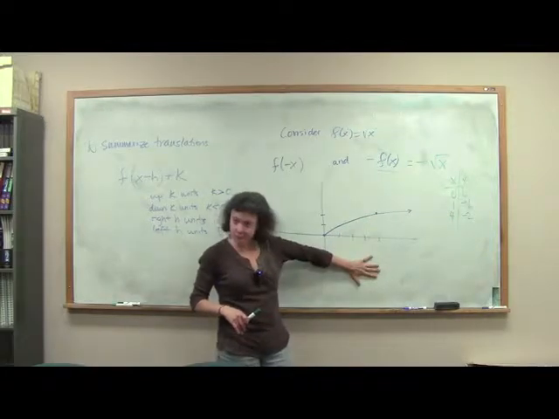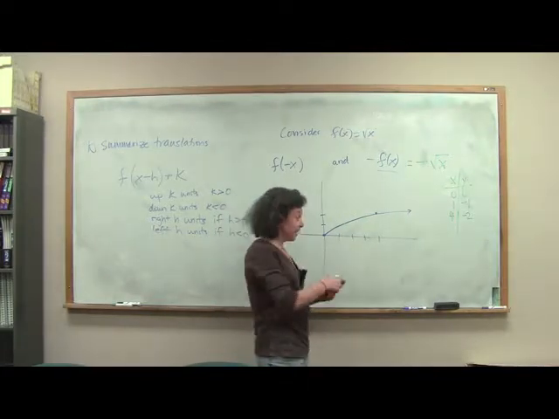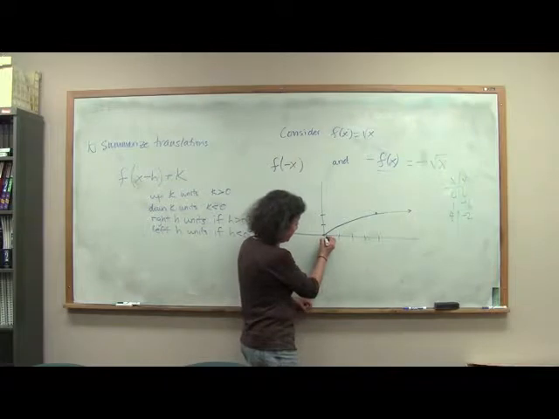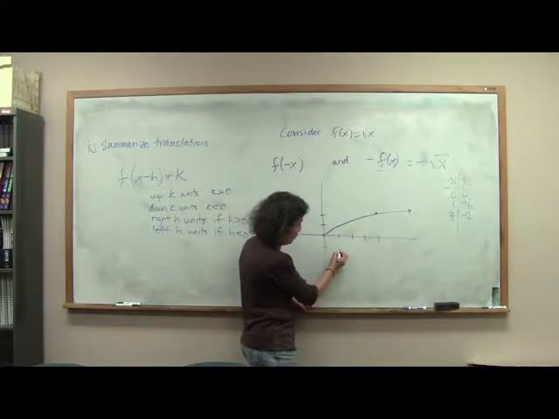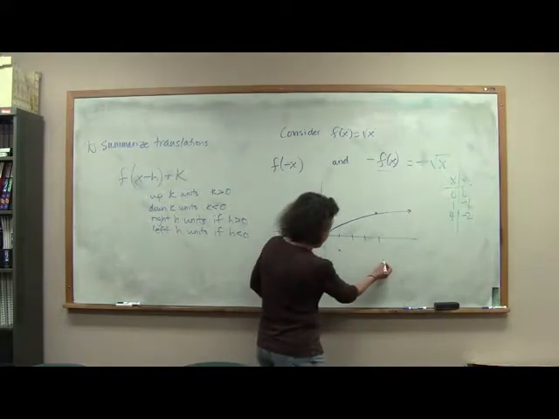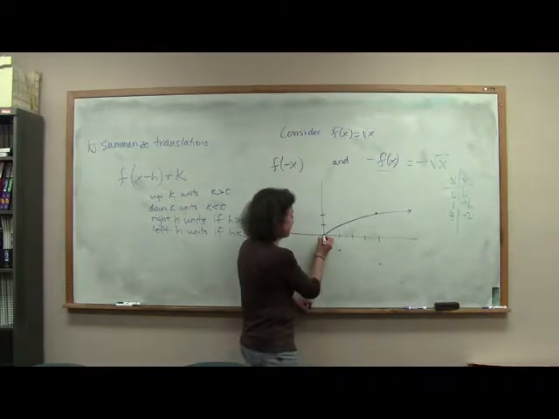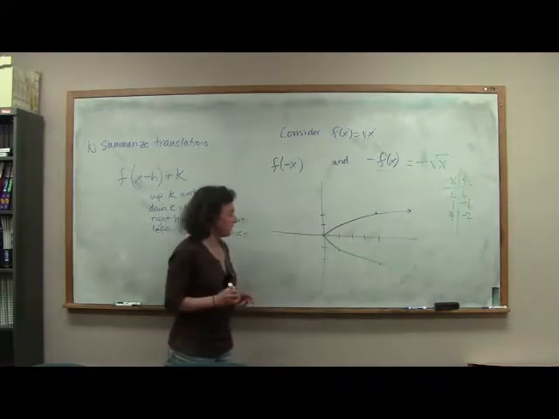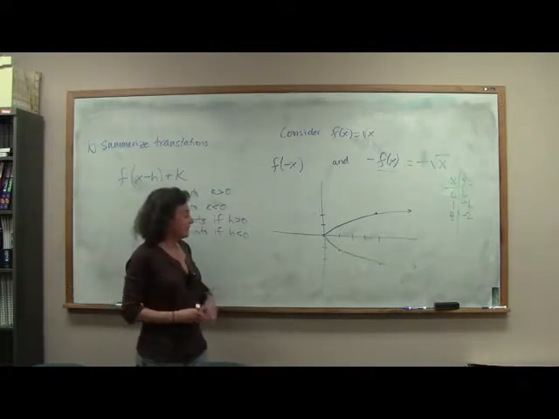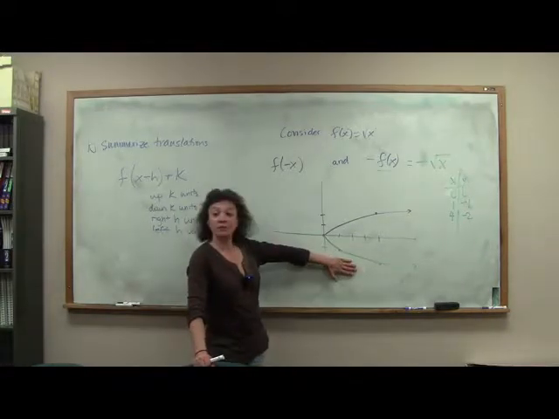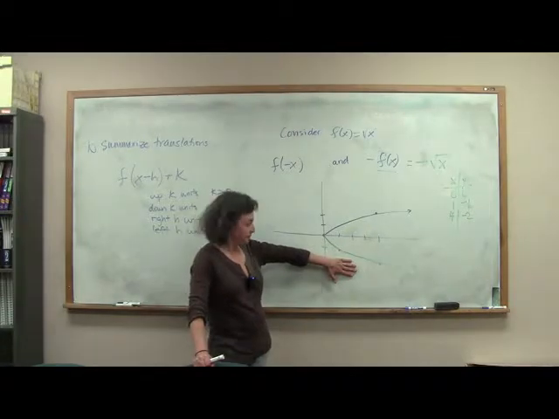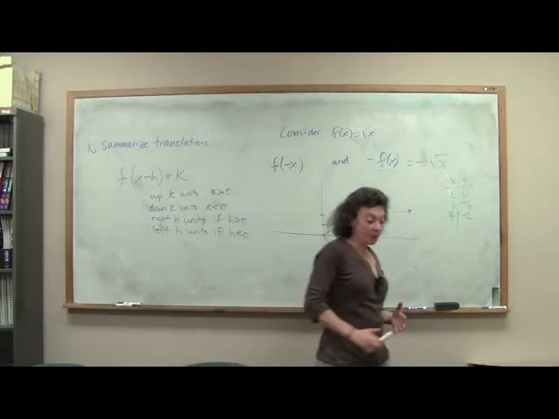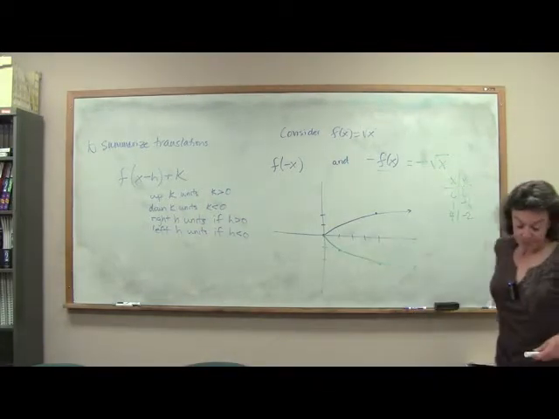So doesn't that bring them down here? In fact, it does. Let's plot these points and look. I've got 0, 0. Now I've got 1, negative 1. And I've got 4, negative 2. And notice what I did is my graph reflected about the x-axis. I'll summarize these things momentarily.